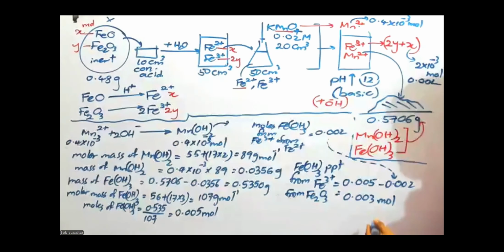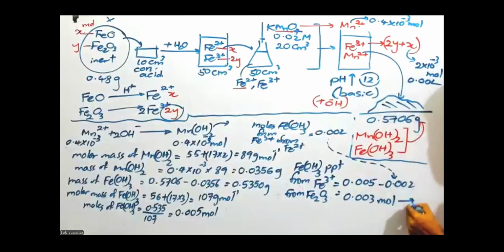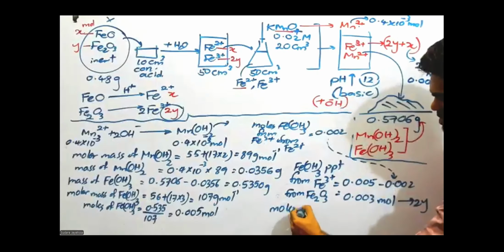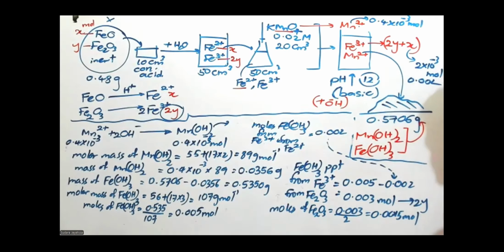Okay. So now, if you know the moles of Fe3+, that means you know this part. That means it is equal to 2y. Remember, it is equal to 2y. So finally, we can go to moles of Fe2O3, which is 0.003 divided by 2, 0.0015 moles. And they are asking the mass percentage. So one more step to do. Find the molar mass, multiply it by the number of moles and divide by that value.